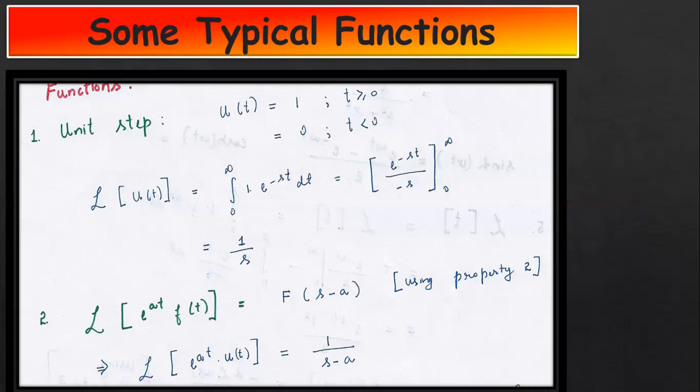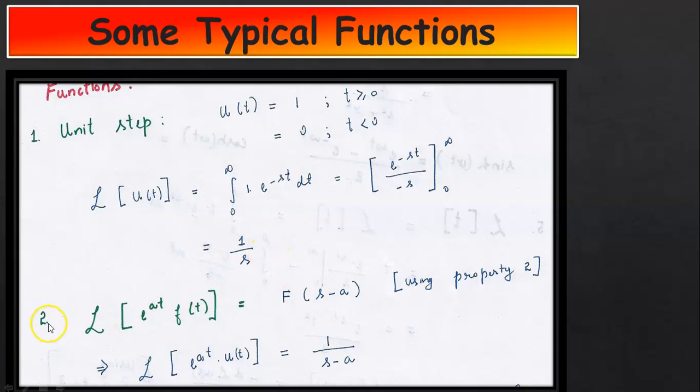So first is a unit step function. Unit step function is defined as u of t is equal to 1 for all t greater than or equal to 0 and is equal to 0 for t less than 0. So we will just write the basic definition of Laplace transform, and we get the Laplace transform of u of t as 1 by s.